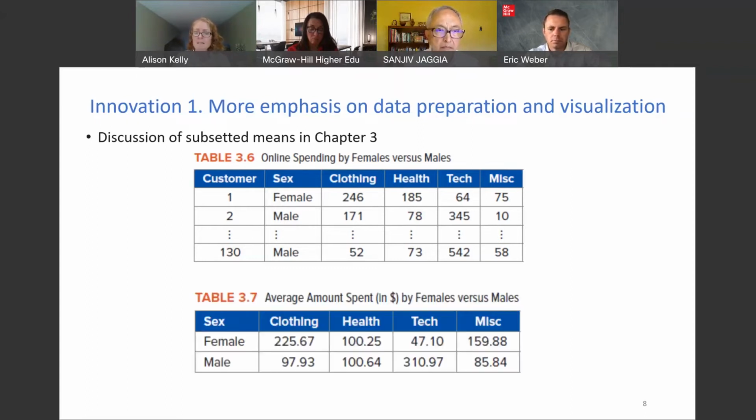So when we calculate subsetted means, we find that females spend more on clothing and miscellaneous as compared to males. Males spend more on technology as compared to females, and males and females spend about the same on health. So this is information in terms of targeting advertising expenditures that we wouldn't have been able to talk about had we not calculated these subsetted means.